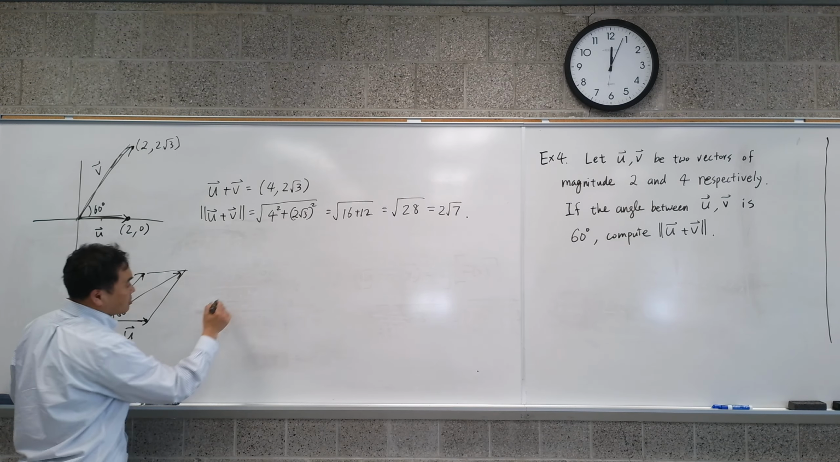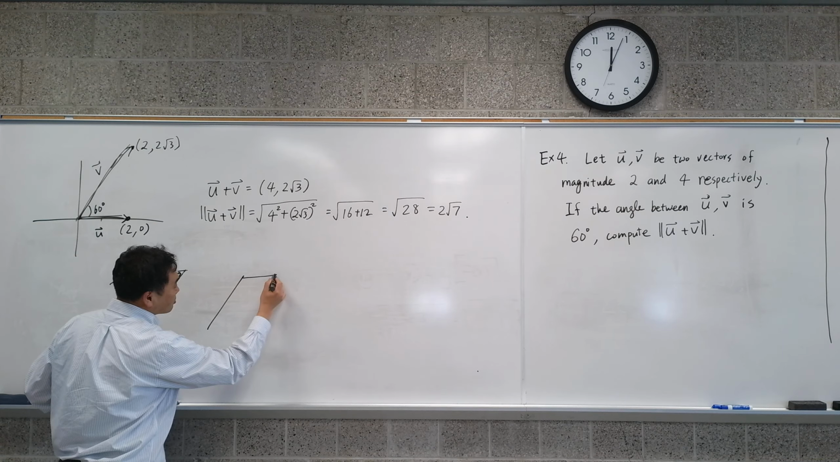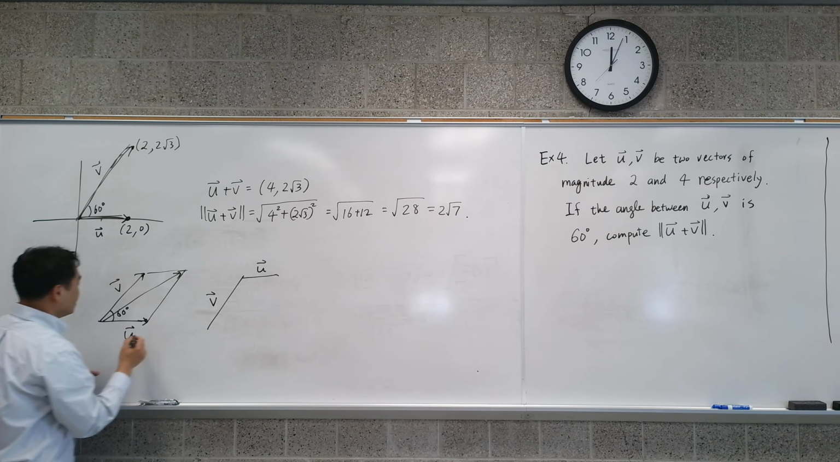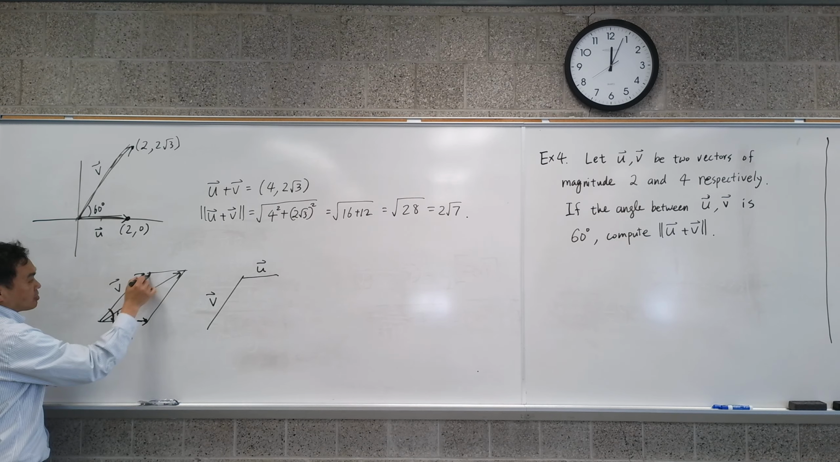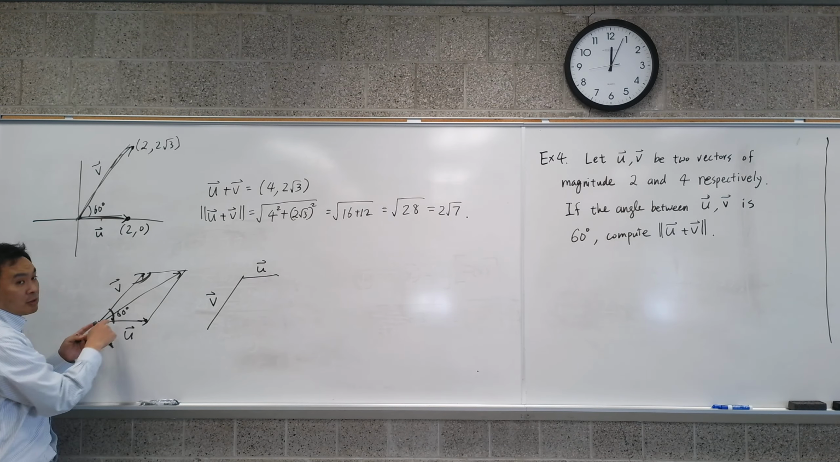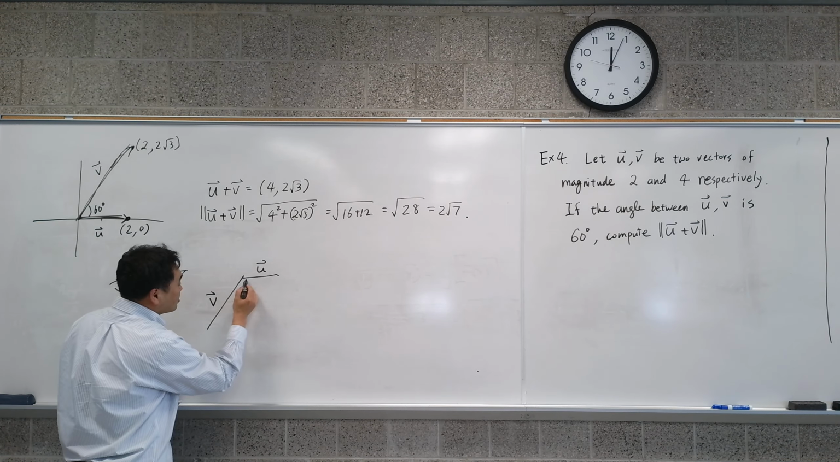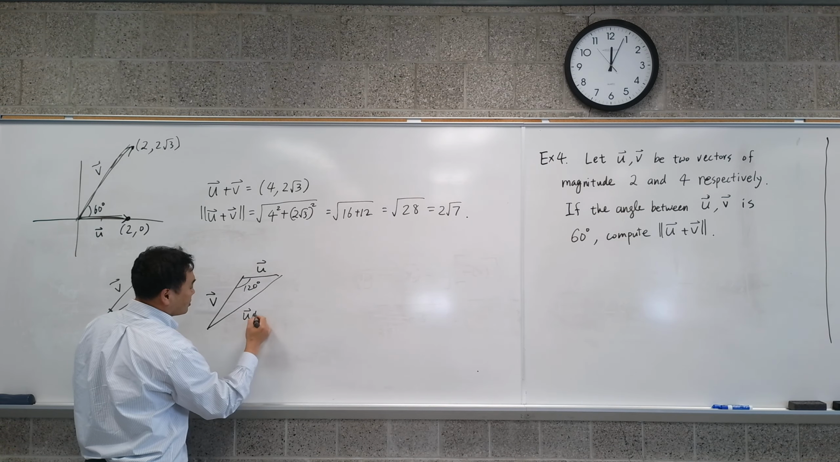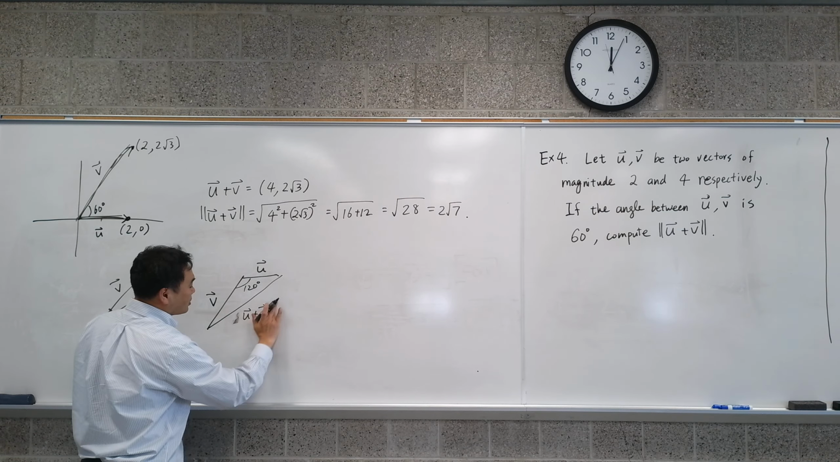So you can think of this as vector v, vector u. Now if this is 60 degrees, what's this angle? 120, yeah. Because in a parallelogram, the neighboring angles add up to 180, right? So this is going to be 120 degrees, and then you have u plus v.